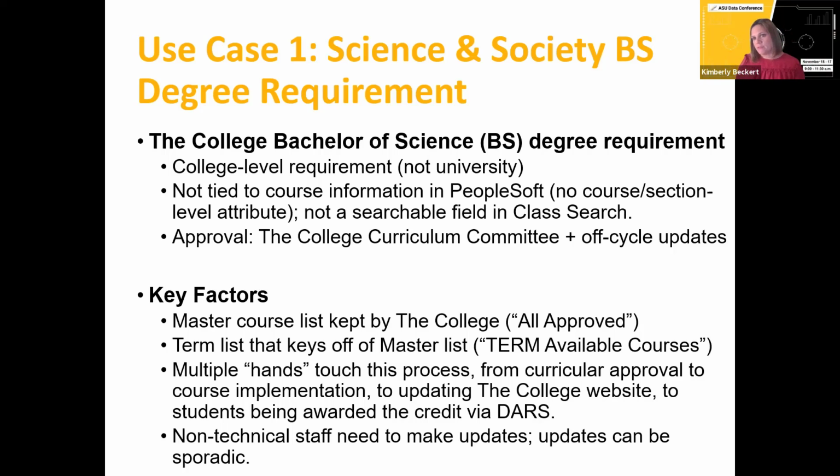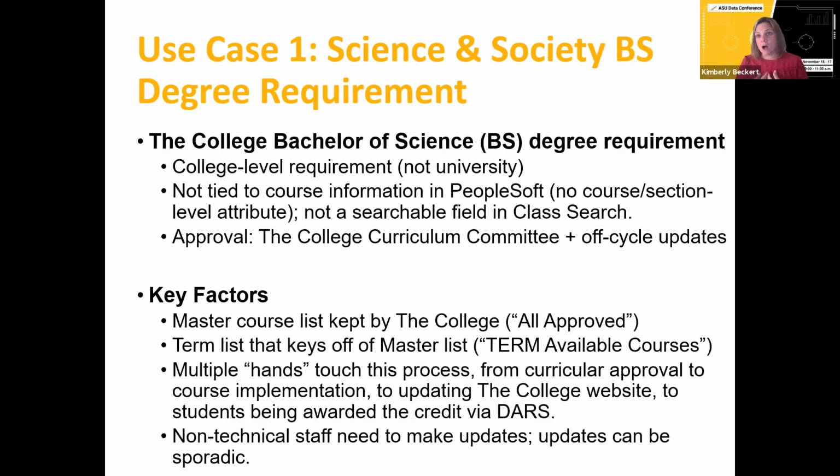But the tricky part about this is, although it acts like a general studies requirement in that a course will carry the Science and Society designation, it's not actually an attribute in PeopleSoft. It's not stored anywhere in the data warehouse of what courses carry this, unlike a general studies course where this course is an L and a student takes it and they get the L for literacy, right? And they're done. So we had to build a process around it.